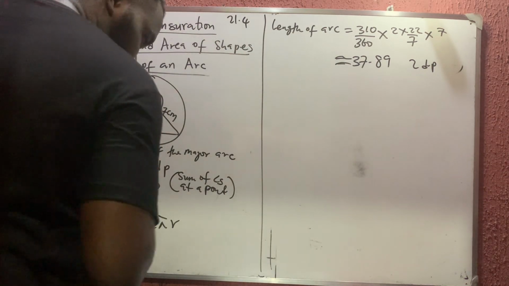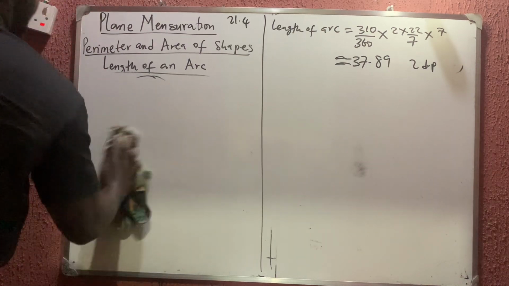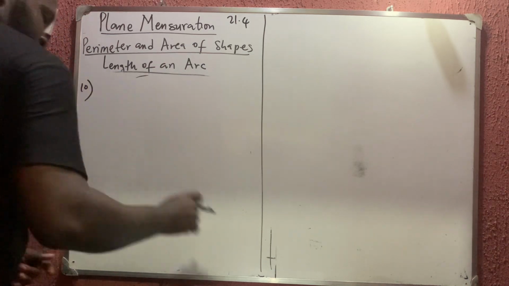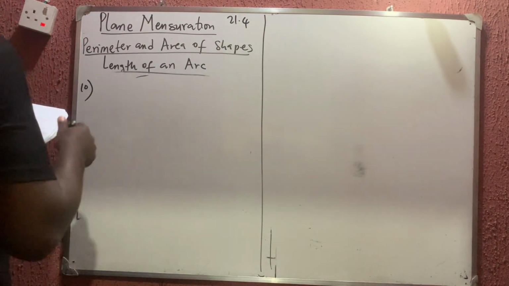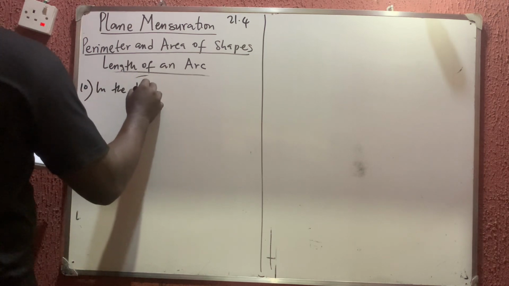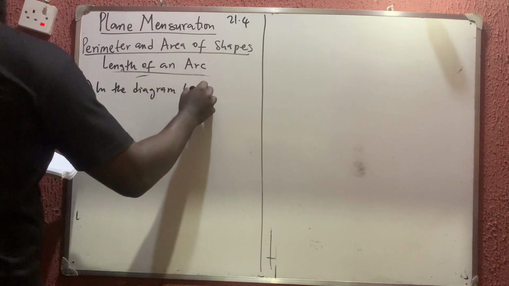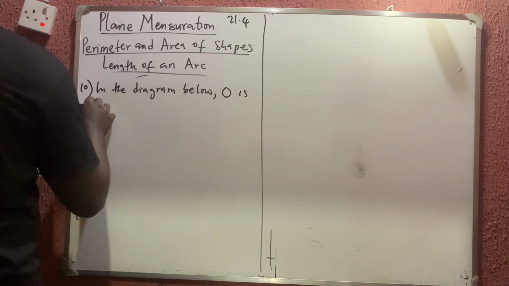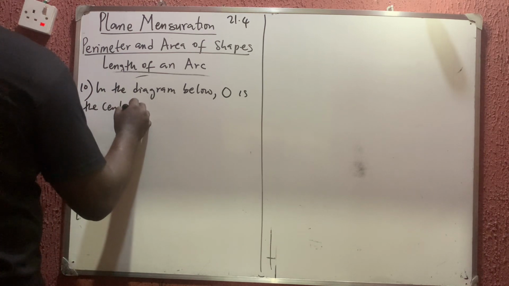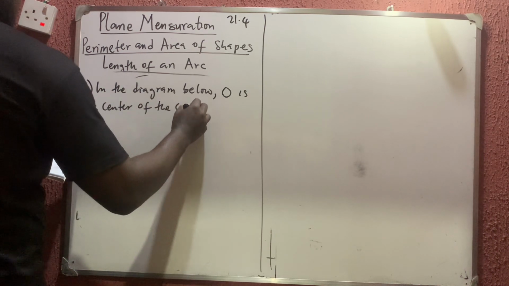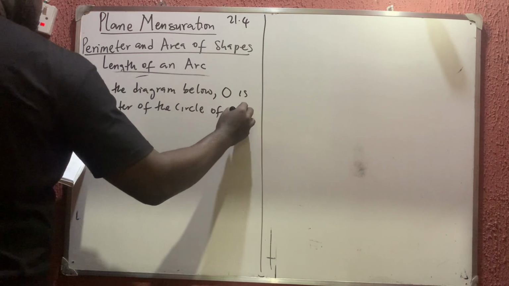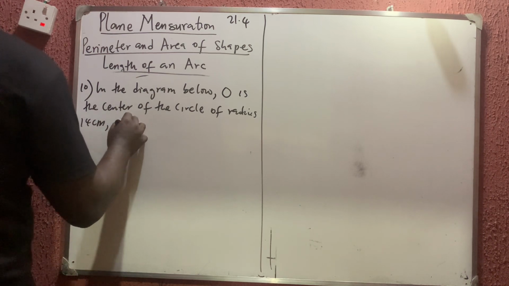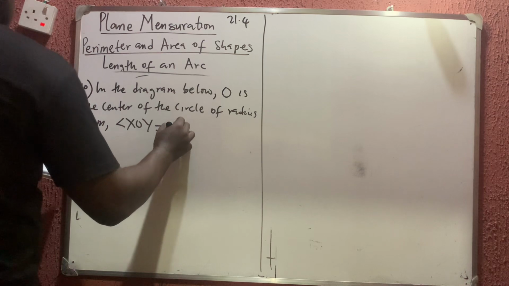So we move to the next question, question number 10. Told you we'll be solving 12 questions. So we are now in question number 10. Question number 10 said, in the diagram below, O is the center of the circle of radius 14 cm, angle XOY is equal to 40 degrees.